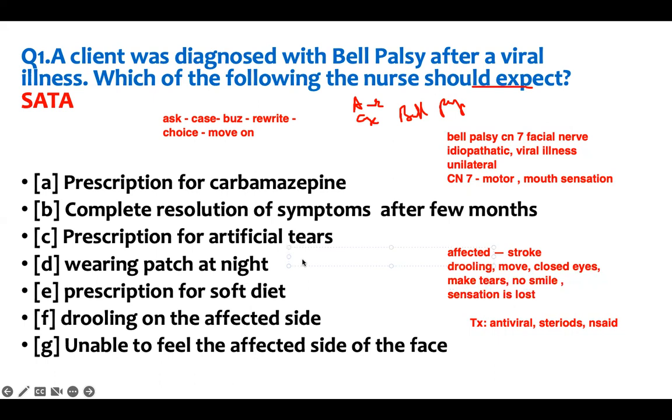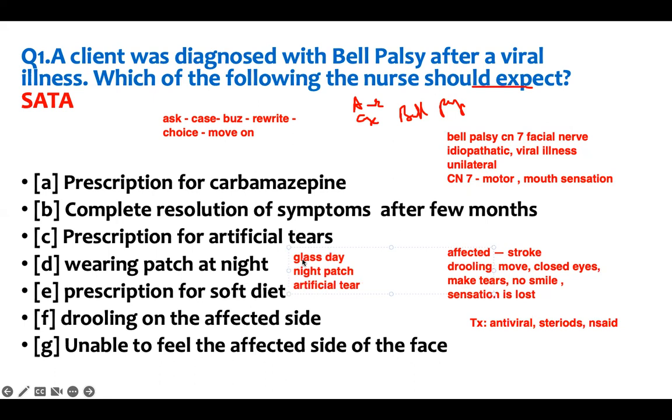Teaching you provide them based on what I've told you, right? They can't close their eyes. Their eyes are wide open. You don't want to cause corneal abrasion, so they wear glasses in the daytime, okay, and then at night they use a patch. They have to have artificial tears, so that they can moisten their eyes.